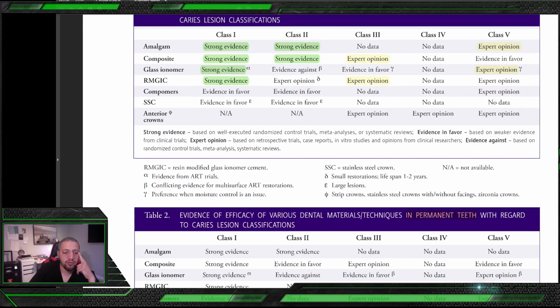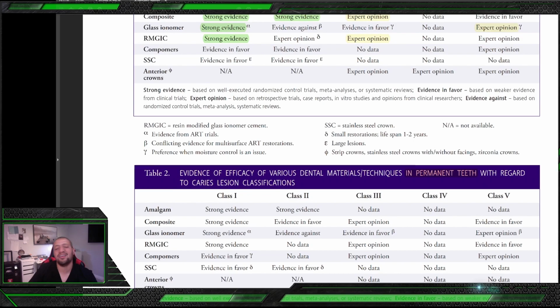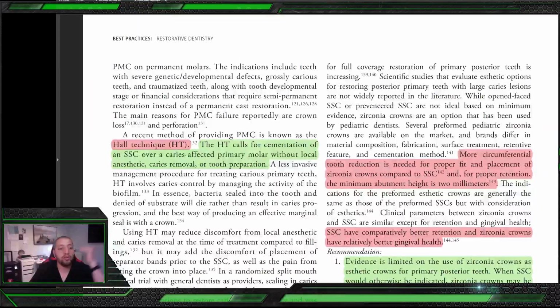So strong evidence for amalgam and composite for class 1. For class 2, strong evidence for amalgam. So you see here evidence in favor. If the question asks about class 2 restoration in posterior teeth and you have amalgam or composite, you're going to lean more to amalgam. And glass ionomer, evidence against. So it's 3 steps. For class 2, strong evidence with amalgam, evidence in favor of composite, and glass ionomer evidence against. So here, I know you may think this is not very important. No, it's important. When you have the question and you just have this option, you should know which to choose. Okay, and then we're going to speak about the option I told you about.